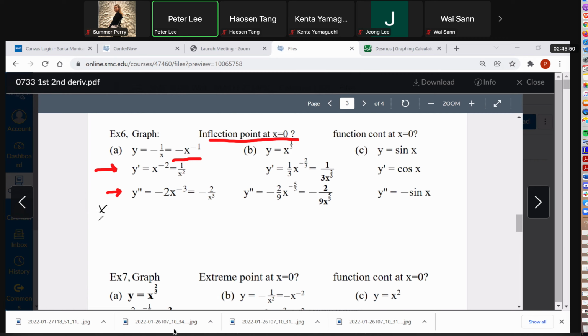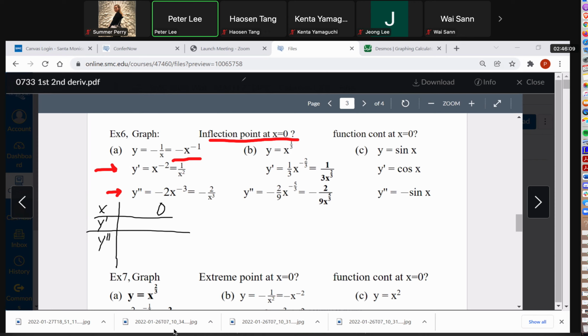We have x here, and we have y here. Then we have y double prime here. And then what is x? Okay, so we do this. Right now we are not interested in drawing the curve, but we want to see what's happening at 0.